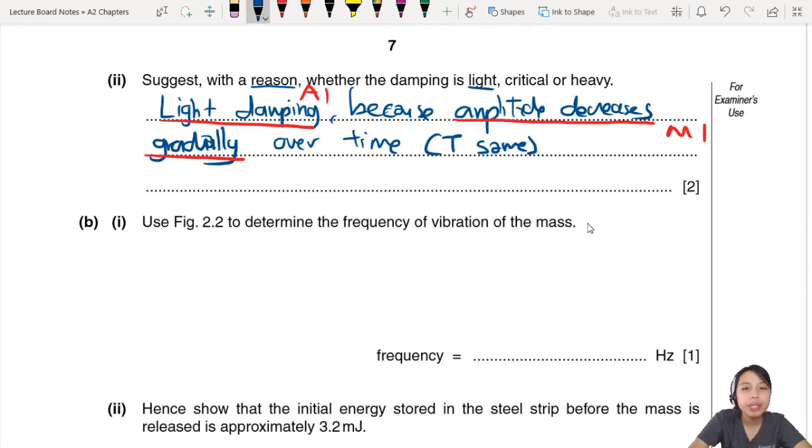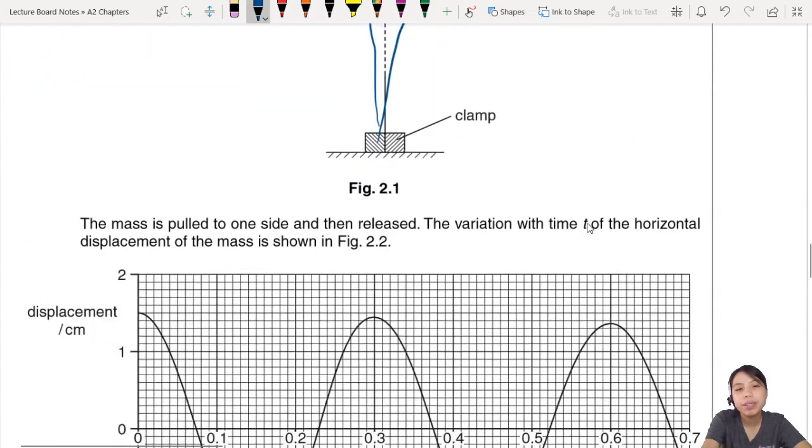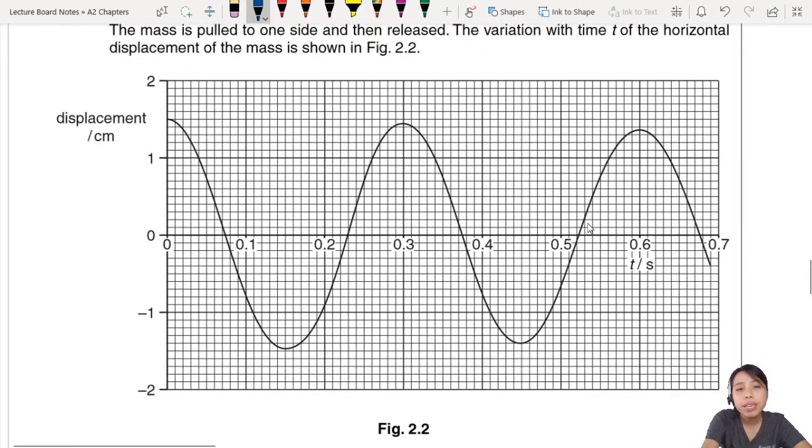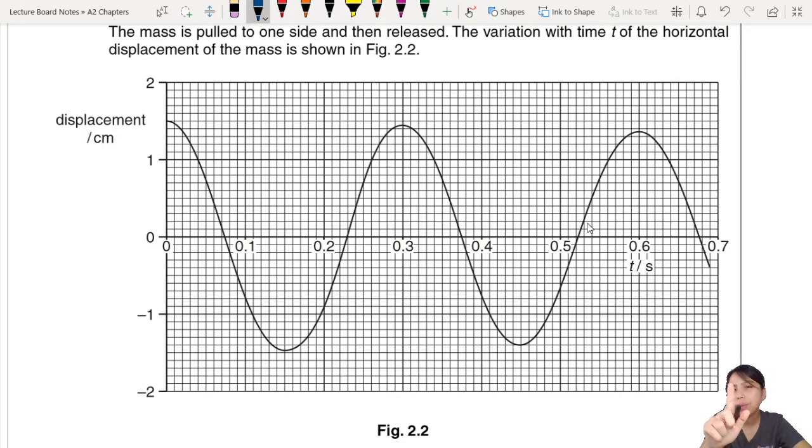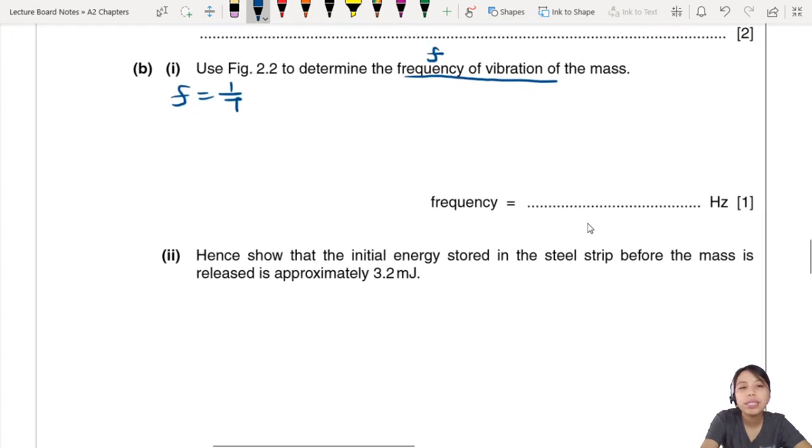Part B. Use the figure to determine the frequency of vibration of the mass. Frequency is f. How to find f? Oh, f equals 1 over period. So you need to read what is the period of the mass. You say, Miss, if damped the period is different, right? No. When it's damped, the period is still the same. That's why we can say, from here to here is a period. I mean, you can take other parts, but I'm going to say from here to here. So that's 0.3. Okay, so I'm going to say 0.3.